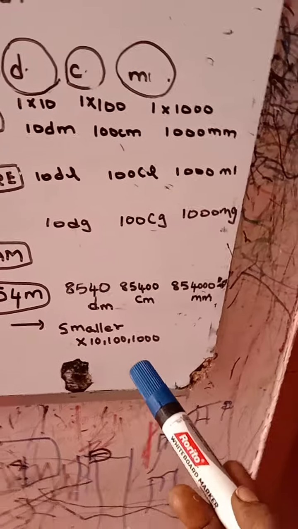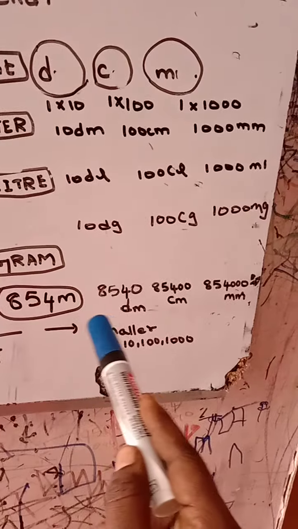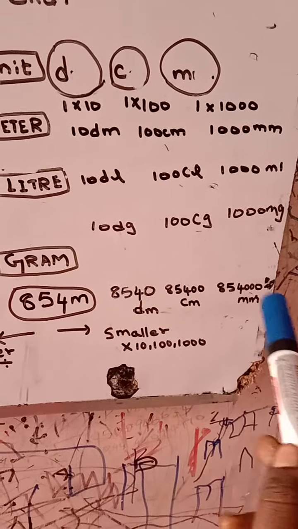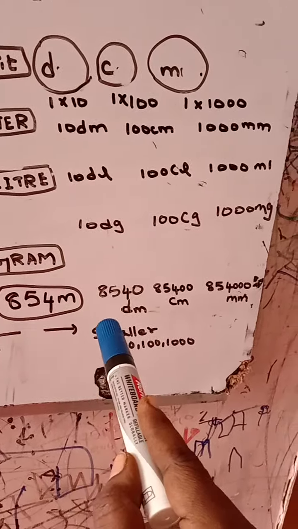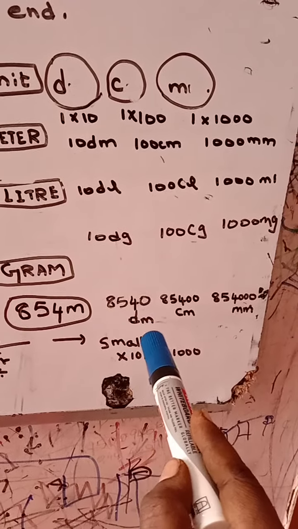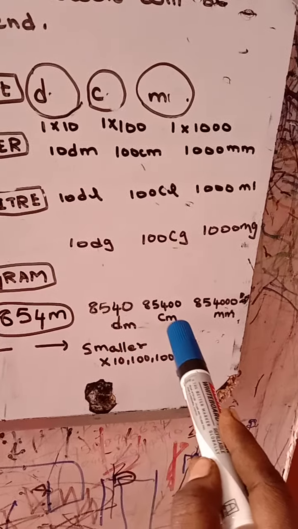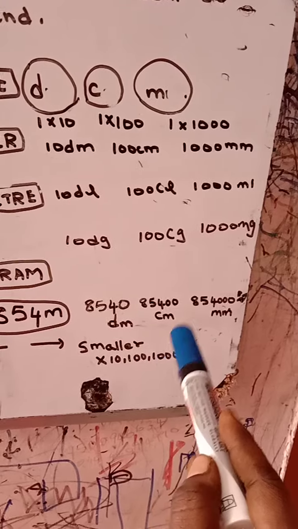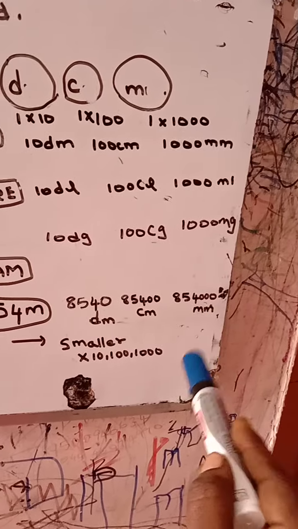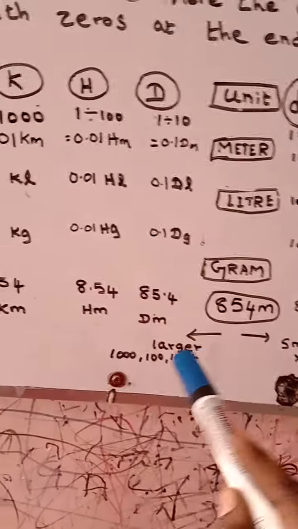And moving to the other side, the smaller units, we have to multiply with 10, 100, and 1000. So 854 meter becomes 8540 decimeter, 85400 centimeter, 854000 millimeter.